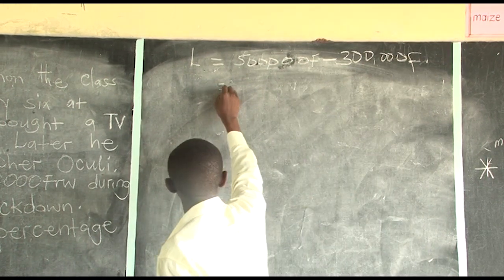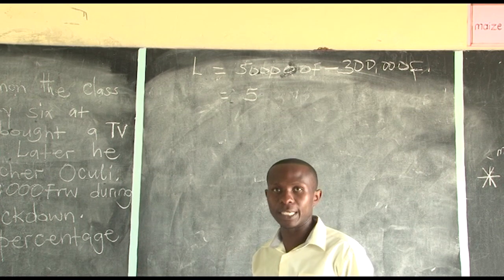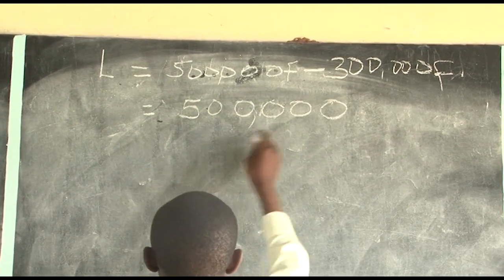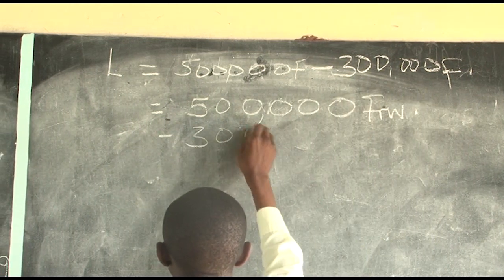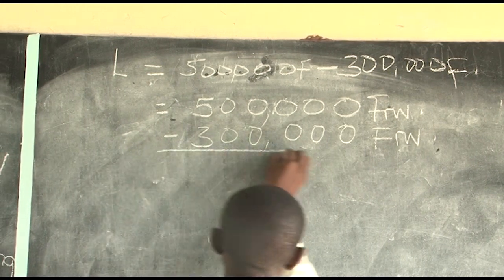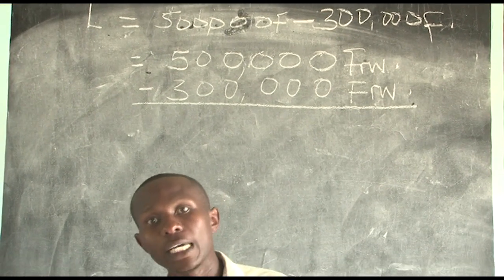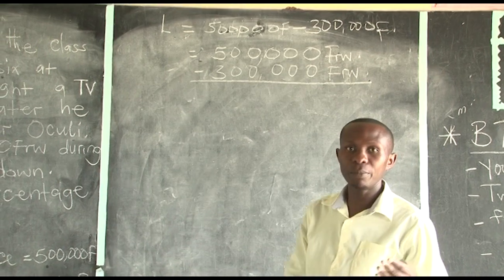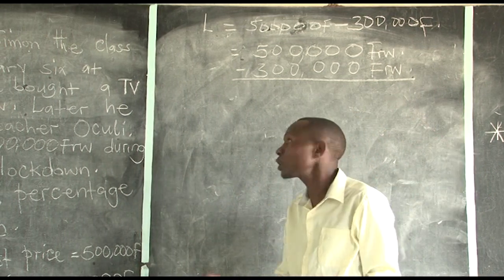Let me come here and arrange our numbers. We say 500,000 francs minus 300,000 francs. So we need to subtract here, and in the process of subtracting, we are finding the loss. This person lost in this process: after buying the TV at 500 and then selling it at 300, how much money did he lose in that process is what we are calling loss.